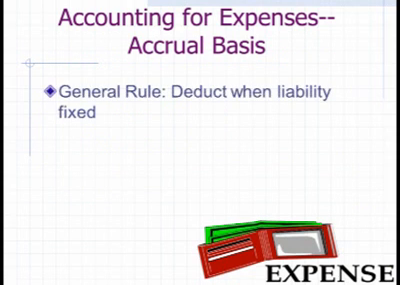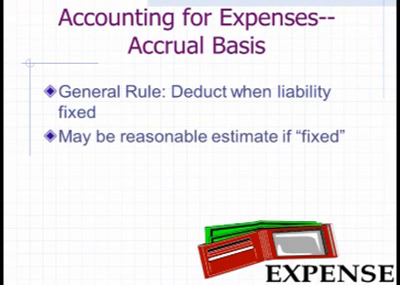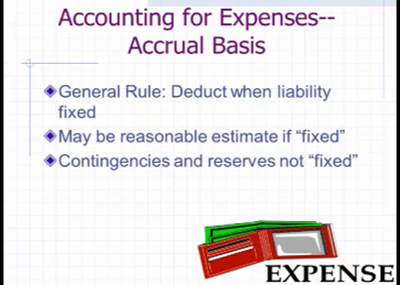And then some differences with accrual. The general rule is the GAAP rule, deduct when the liability is fixed. And you can use reasonable estimates for tax. If you know that the liability is fixed as of December 31, but you don't know what that amount is, you can guesstimate. If you are wrong, there are mechanics that would have you adjust in the next tax year so that you don't have to go back and amend the year where you were guessing. Contingencies and reserves are not recognized for tax, so you would not be able to have deductions relating to them.